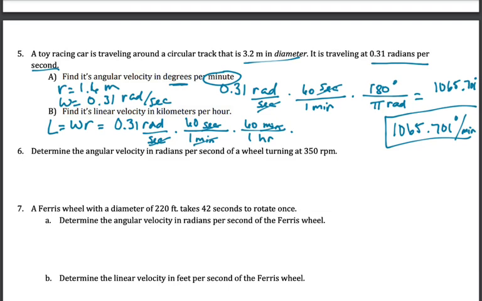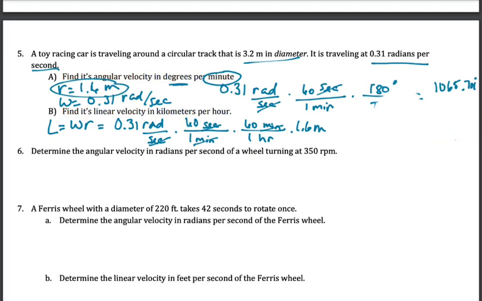I have to multiply that angular velocity times the radius, which is 1.6 meters. So we'll do that 1.6 meters. Let me erase this over here. Sorry about that. So 1.6 meters, we need to change meters to be in kilometers. And so 1 kilometer is the same thing as 1,000 meters. All right, so that should take care of everything.